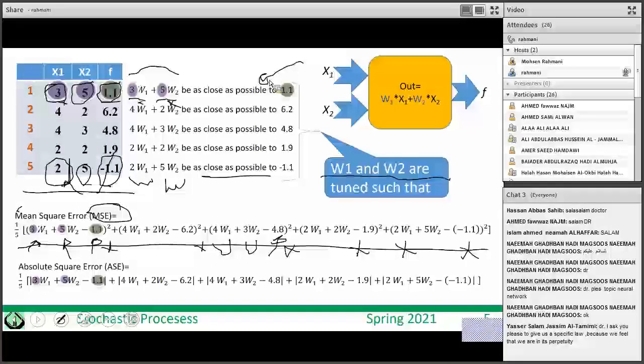What is the ideal for? The ideal is that give us a specific law because we feel that we are in its perpetuity. What do you mean by a specific law?